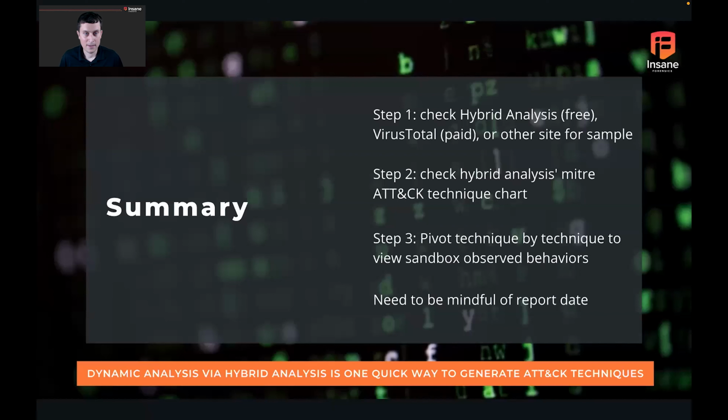table in there. So in summary, this got us to the end. We started with step one of trying to get the sample up there. Again, getting it up to Hybrid Analysis, checking Hybrid Analysis's MITRE ATT&CK chart. From that got us to that table where we could pivot technique by technique to see what the sandbox saw. And again, it's important as you do this, you need to be mindful of the report date. This is one quick way to get the attack techniques.